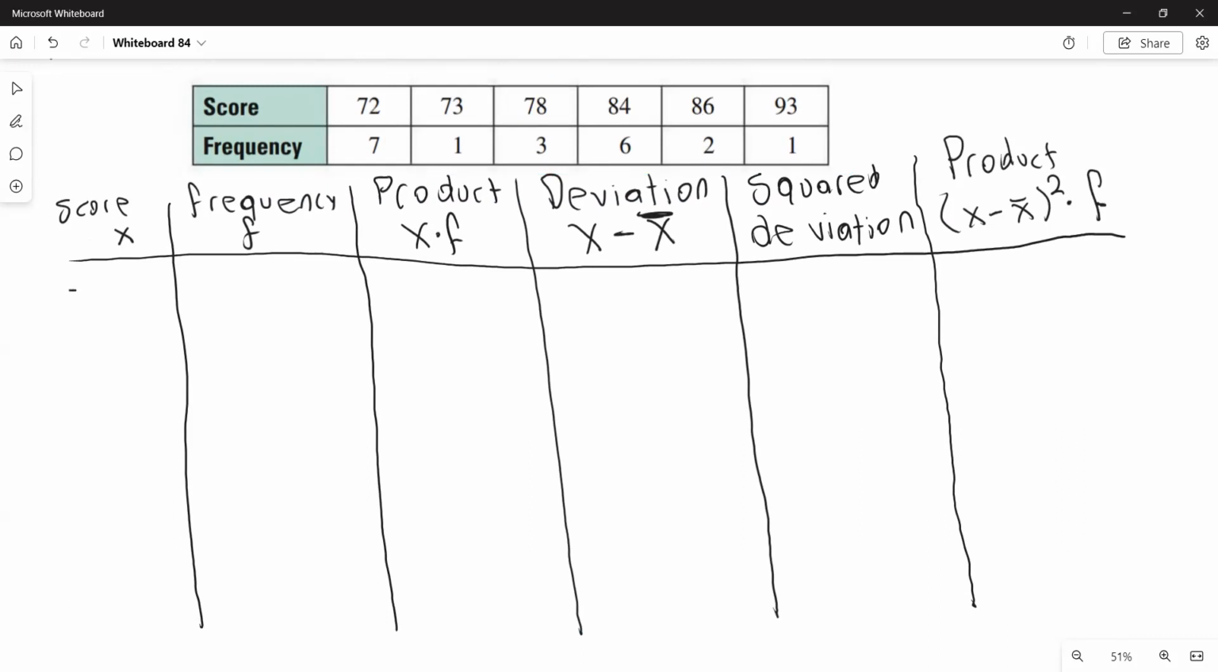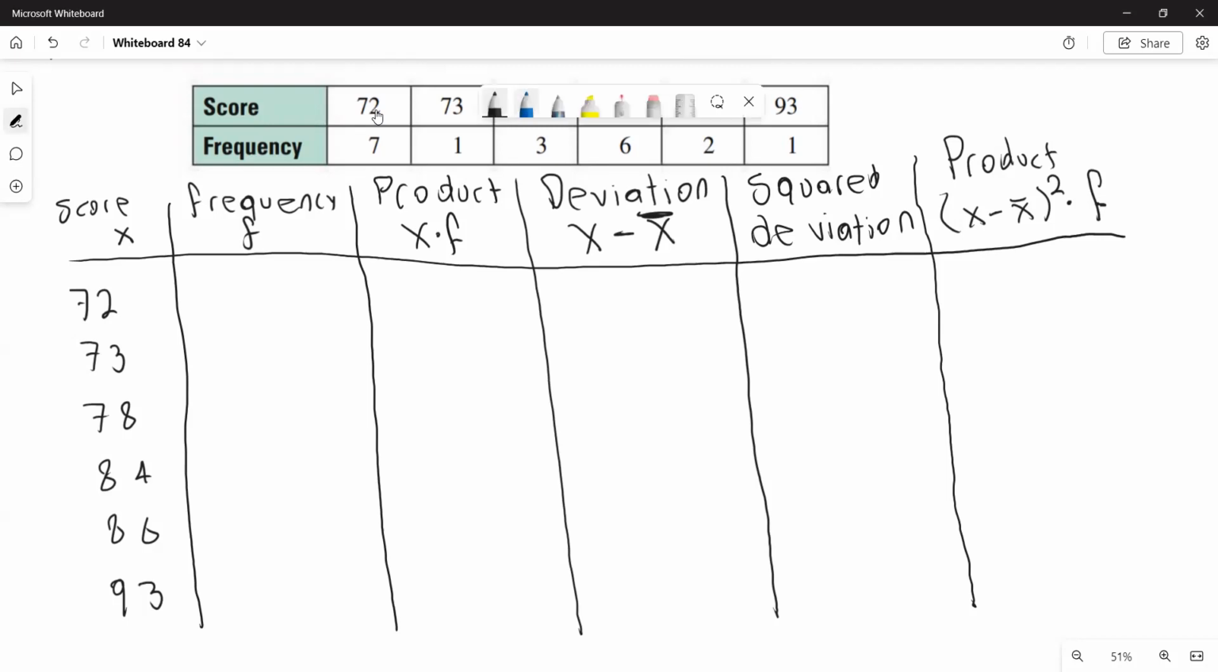We have the scores. Next, we're going to multiply the score by its frequency, because if we want to find the mean, we would be adding 72 7 times. Actually, that's still not correct. We need to consider the frequencies. So that was the information given. So that was 7, 1, 3, 6, 2, and 1.